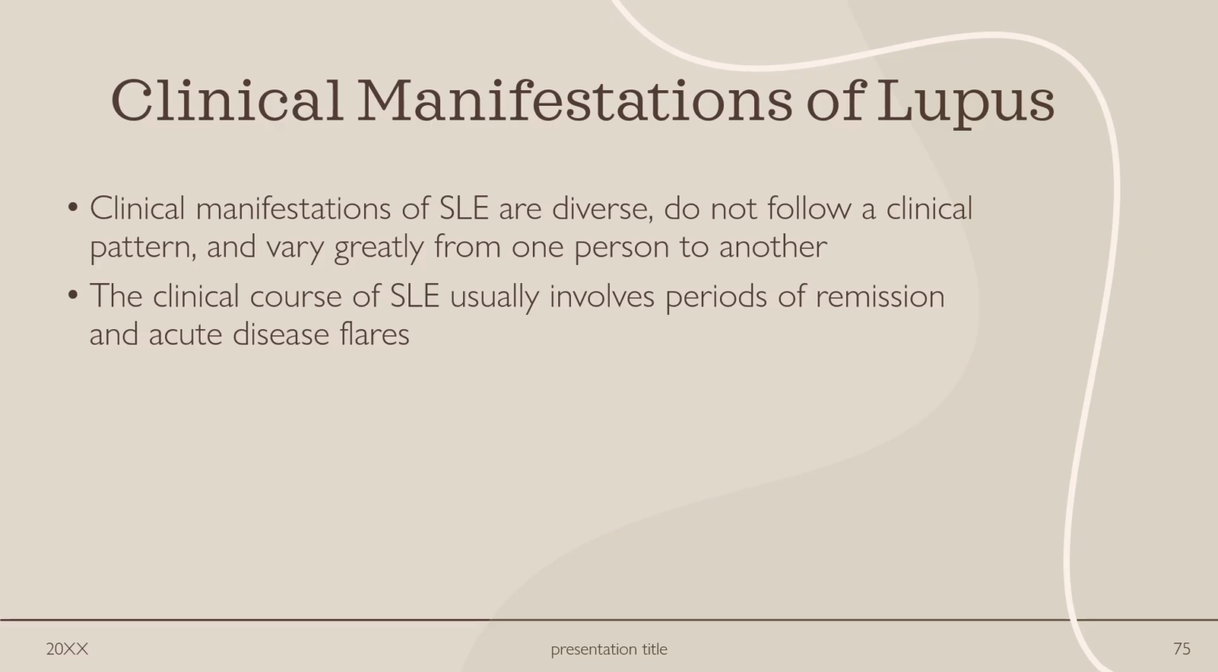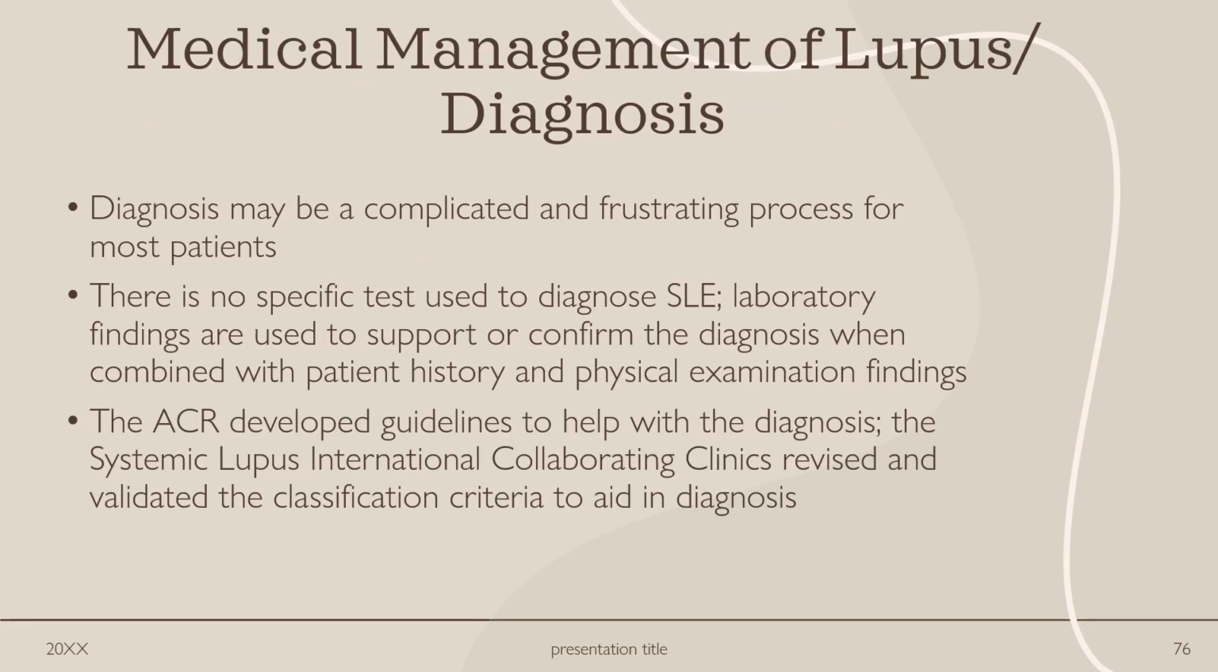So some clinical manifestations of lupus. Clinical manifestations of SLE are diverse. They do not follow a clinical pattern, and they will vary greatly from one person to another. The clinical course of SLE usually involves periods of remission and acute disease flares.